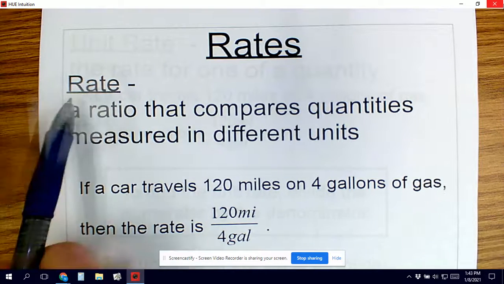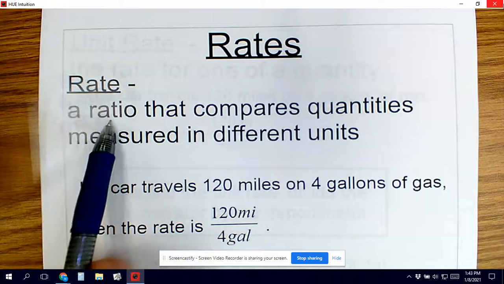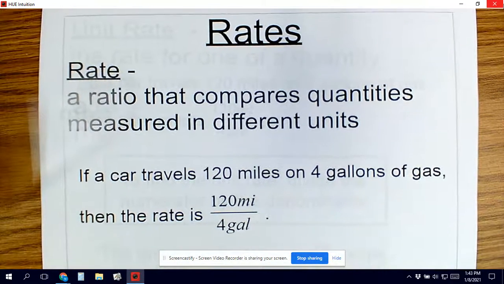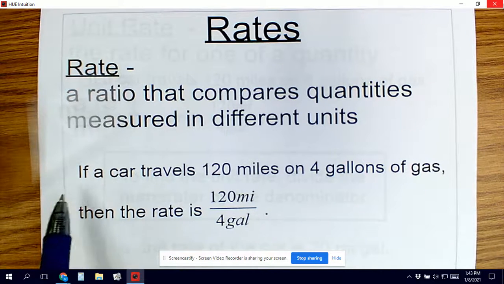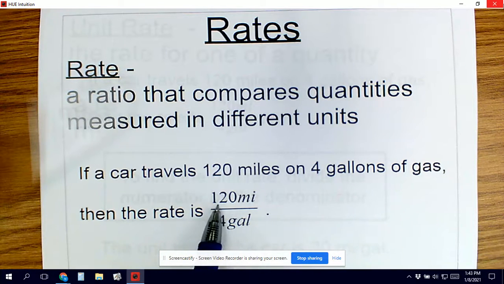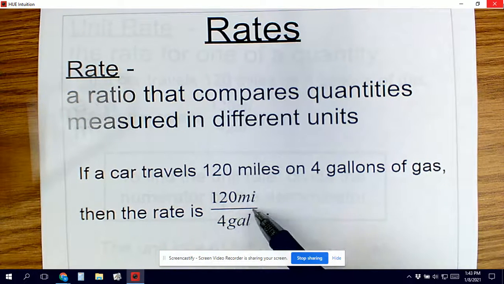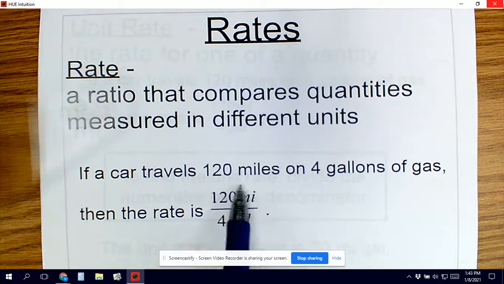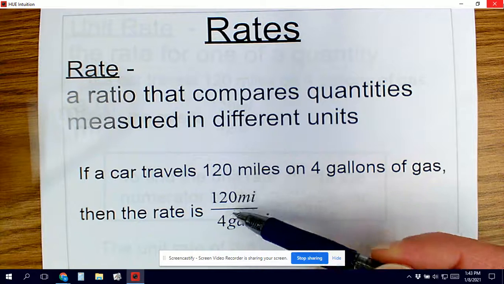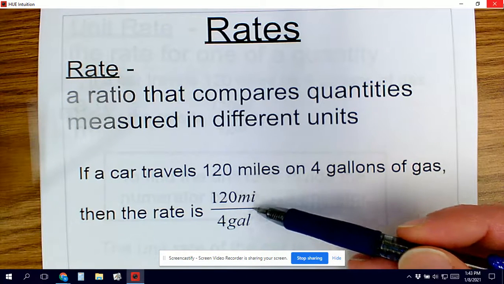First off, a definition. Rate, it is a ratio that compares quantities measured in different units. So if you think about gas mileage in a car, if a car travels 120 miles on 4 gallons of gas, then the rate of that car is 120 miles to 4 gallons of gas. So we have a ratio 120 to 4. It is comparing two numbers, and those values are measured in different units.